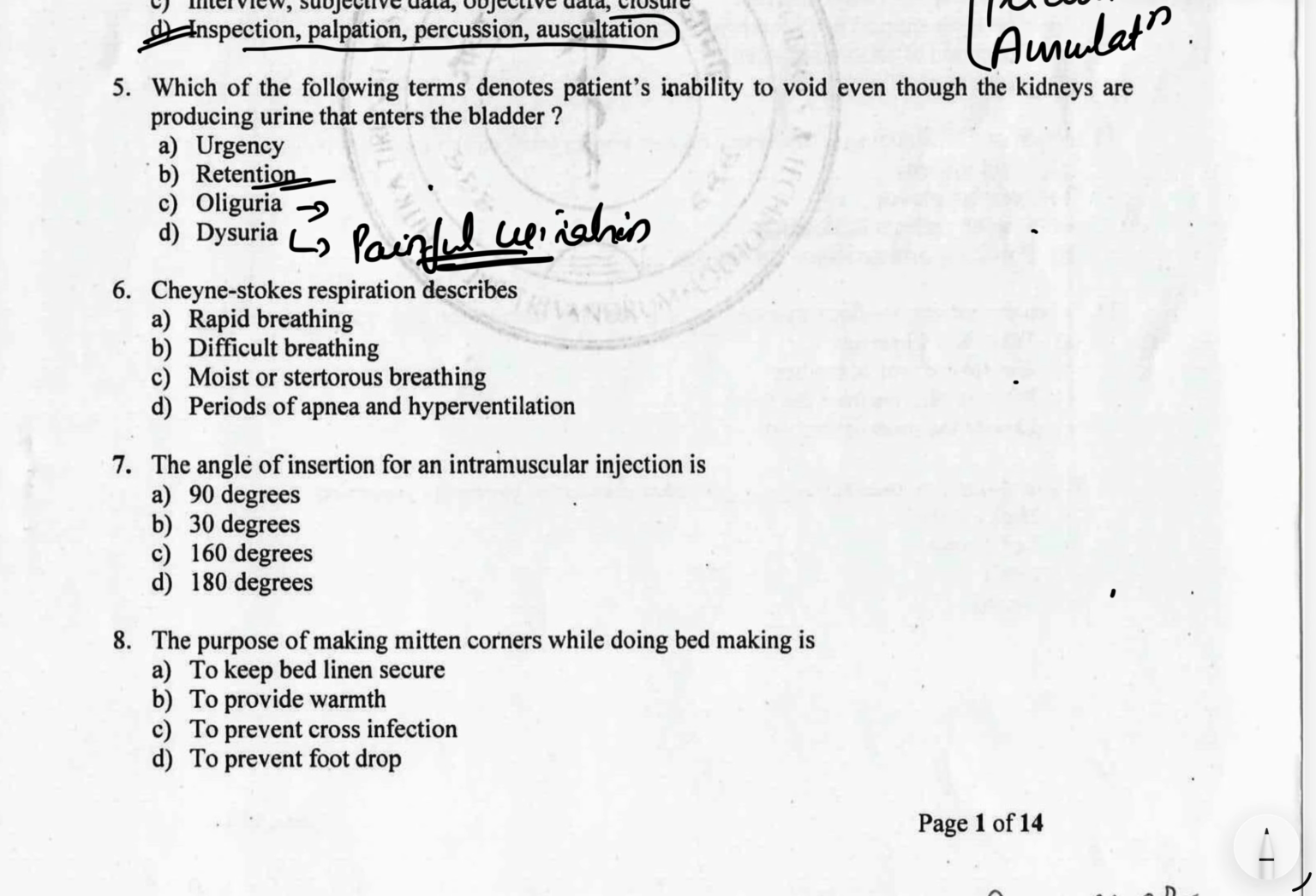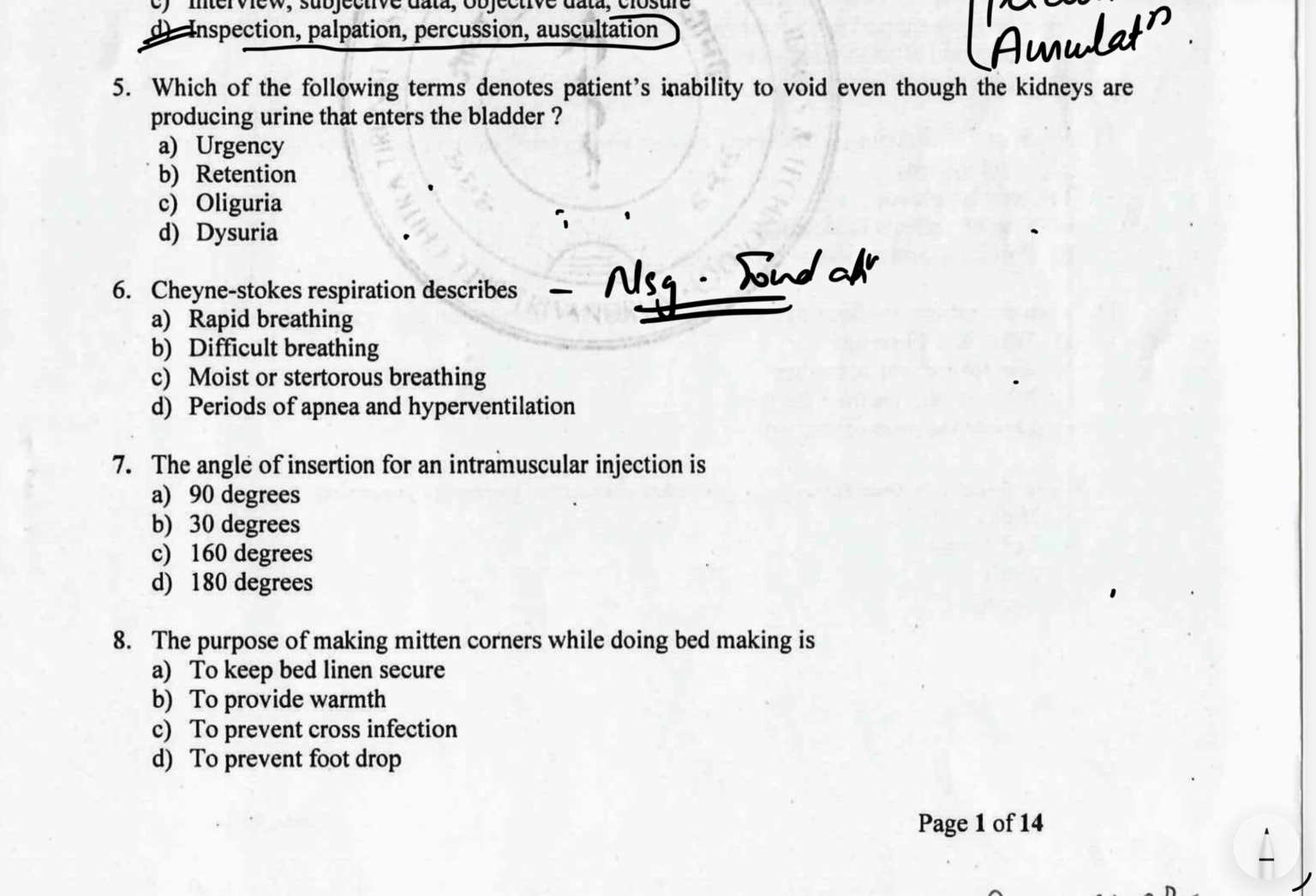Coming to the next question. Cheyne-Stokes respiration. This is a topic from Nursing Foundation. There are different types of respiration for a person, and we will have a detailed discussion regarding the types of respiration in a class, which might require 30 minutes to 1 hour to finish. The question here is, what is Cheyne-Stokes respiration? Cheyne-Stokes respiration is a respiration where the patient will be having apnea and hyperventilation. Apnea and hyperventilation together form Cheyne-Stokes respiration.